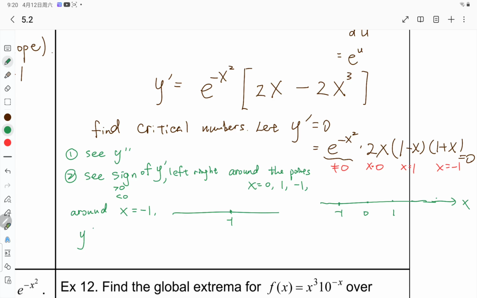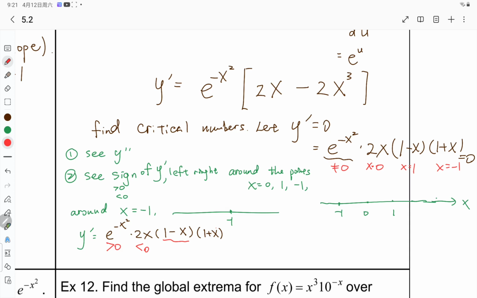And then y prime is again, so what is the sign of e to the minus x squared? The exponential function is always greater than 0, right? So this is always greater than 0, positive sign. And then the next, 2x, yeah, be careful, this 1 minus x and 1 plus x, okay? Yeah, 1 minus x, and then 2x is going to be, of course, less than 0, right? And what about 1 minus x? Because x is around -1.